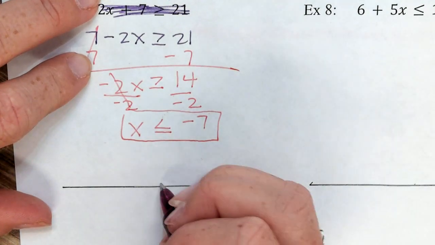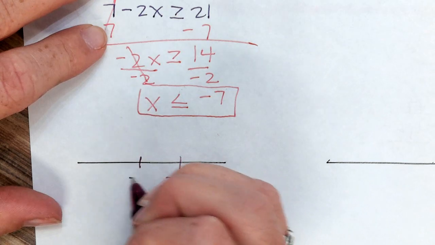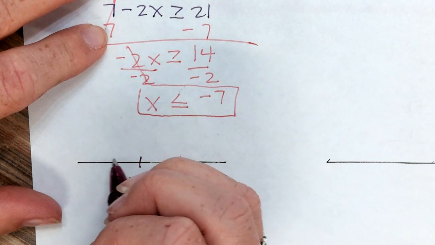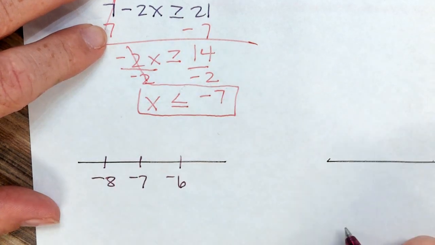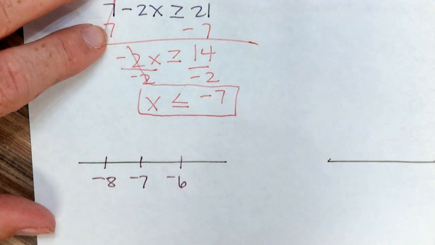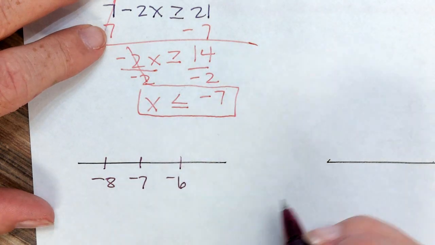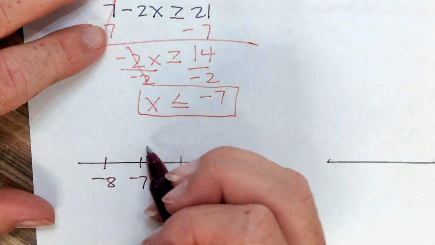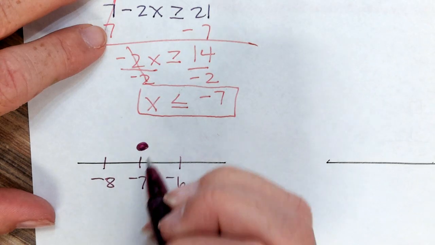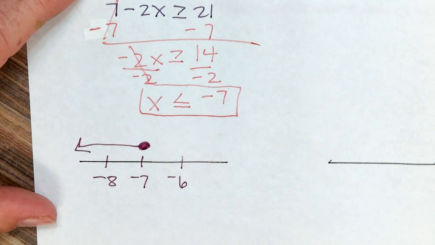So here, I have -6. To the left of -6 is -7. To the left of -7 is -8. Look at the number line on my board if you need to see it. What kind of circle goes above the -7? Which way does the arrow go? Left. All right, I'm going to pass out your assignment.